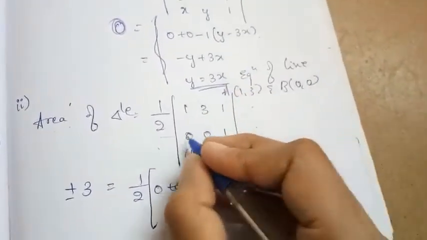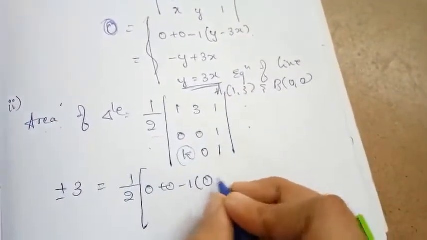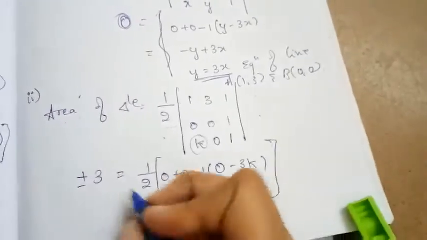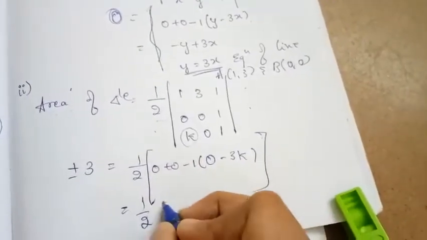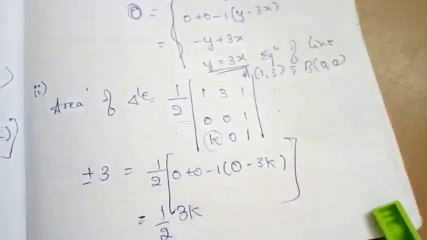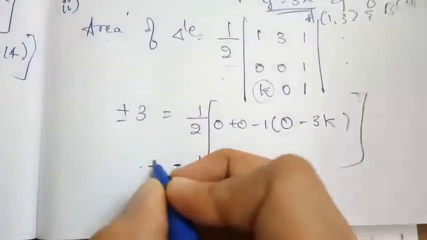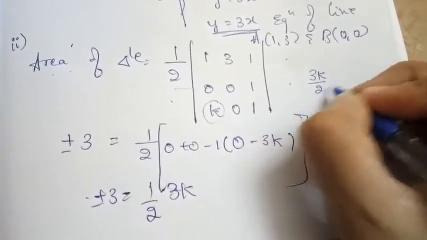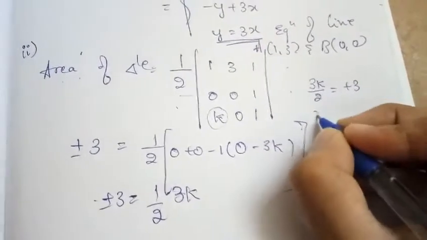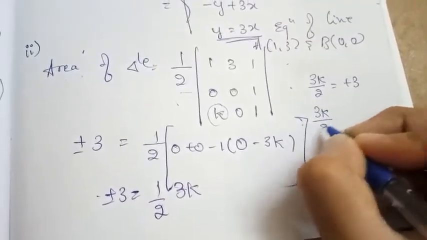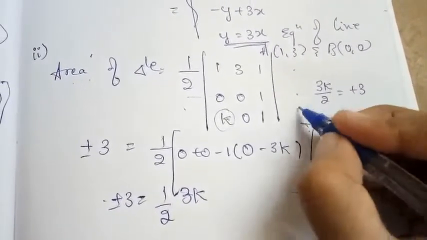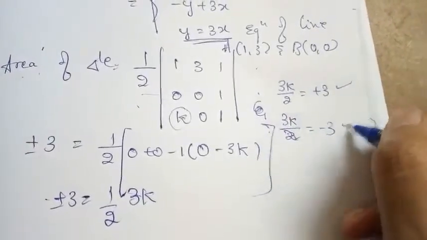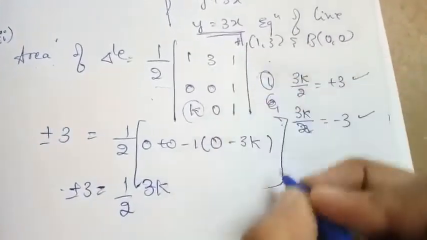After deleting this row and this column, I am going to get 0 minus 3k. So 0 minus 3k, what happens? 1 by 2 into 3k. So here it is nothing but plus or minus 3. Now you can write 3k by 2 is equal to plus 3. Another one is 3k by 2 is equal to minus 3. So these are the two values of k. By solving this one, we are going to get one value of k is this one, another value is this one. So let us solve that first one.